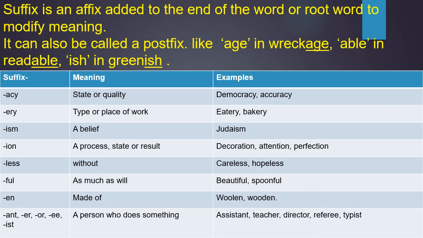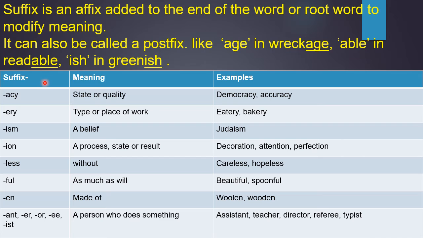Now let's talk about suffix. What does suffix mean? Remember, we've explained suffix, but then we have to take it again. Suffix is an affix added to the end of the word or the end of the root word to modify meaning. That's to give meaning. It can also be called a postfix. If you don't call it a suffix, you call it what? A postfix. That is after, something that is fixed after. Good. Like you have the morphemes like age in wreckage, able in readable, ish in greenish.